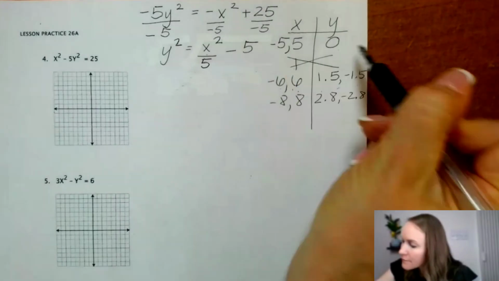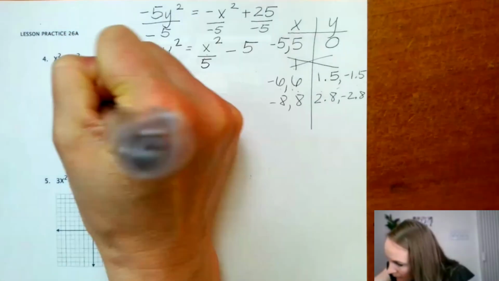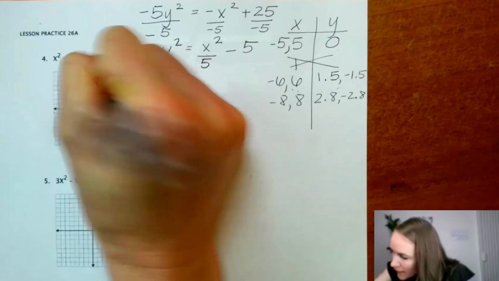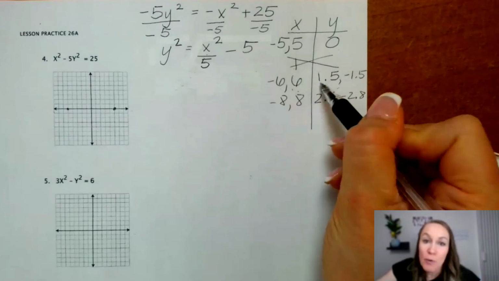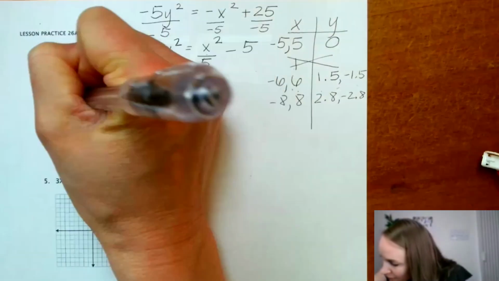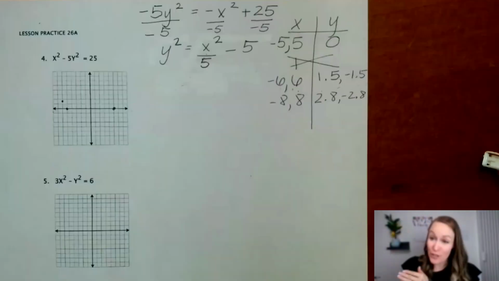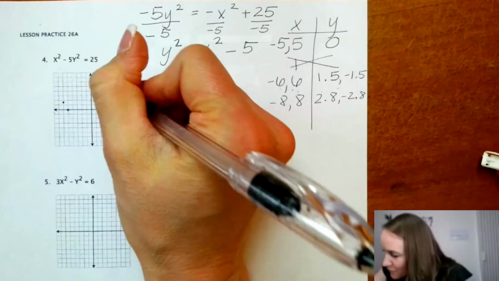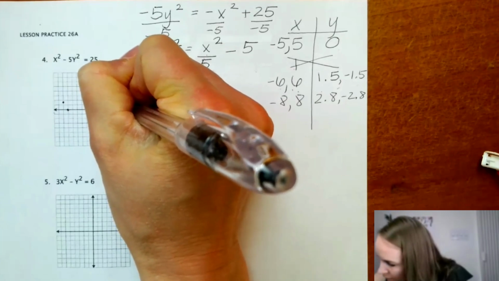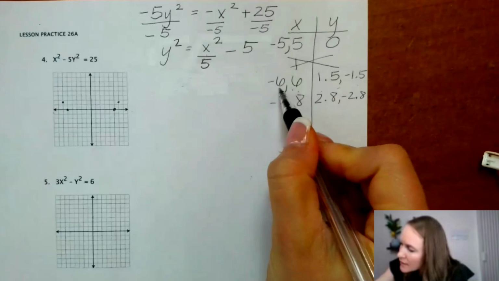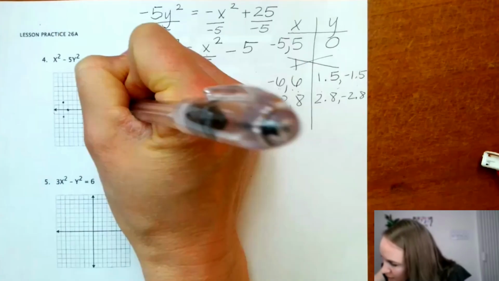I have negative 5, comma 0, and I'm also graphing positive 5, comma 0. Now I have negative 6, comma 1.5. So negative 6, 1.5. And I'm going to go ahead and graph the mirror image of that because that's easiest for me to think of right now. So positive 6, comma 1.5. And now I'm going to do negative. Negative 6, negative 1.5. Positive 6, negative 1.5.